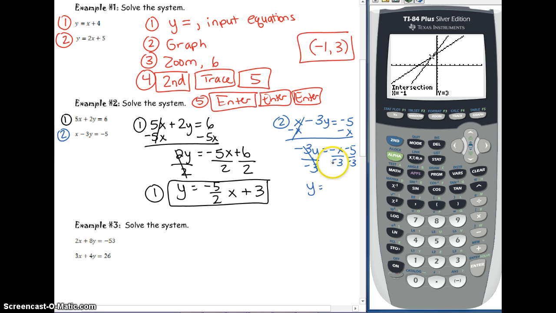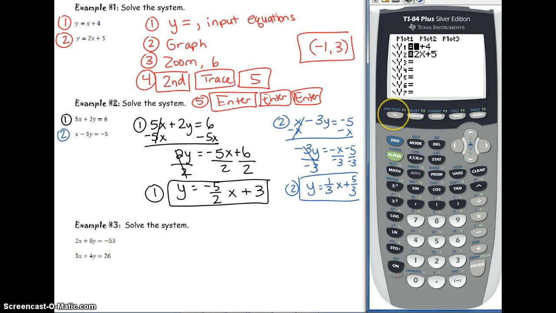y equals... 2 negatives create a positive, so that's 1/3 x. 2 negatives create a positive, so that's 5/3. Here's our second equation. I'm going to box that. Now, we're going to put those two equations into our calculator. So we're going to follow the same steps that we had above here.